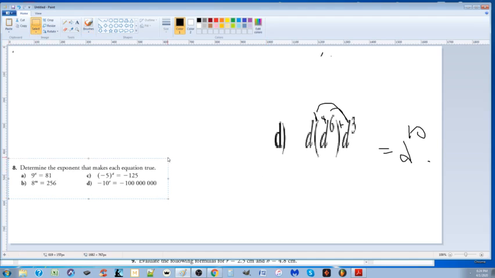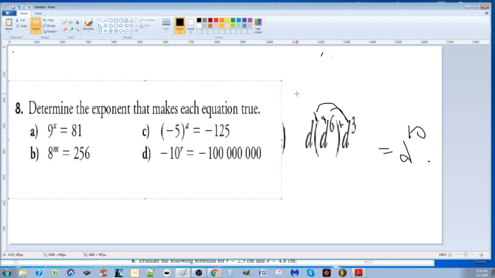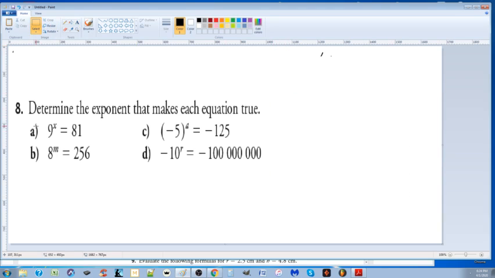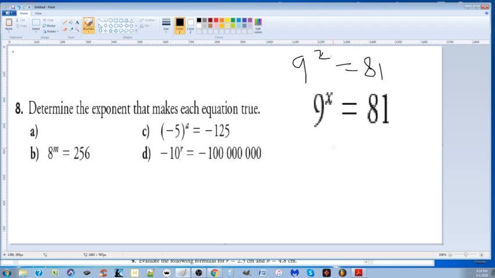Determine the exponent that makes each equation true. This isn't just a visualization thing, it's just to help you. What 9 to the power of what creates an 81? Well, it's easy for you to quickly see that 9 to the power of 2 is equal to 81. So therefore, x must be equal to 2 here. And that's what they want you to think of. What about the next one?